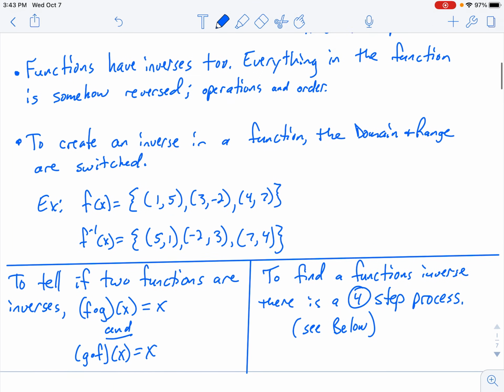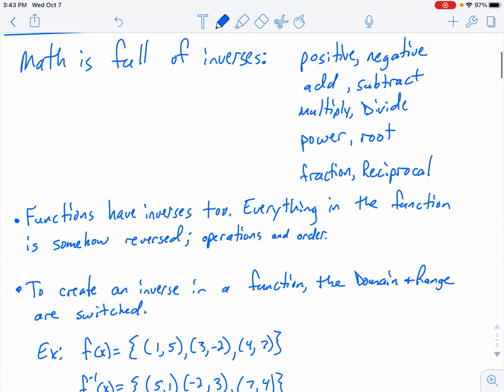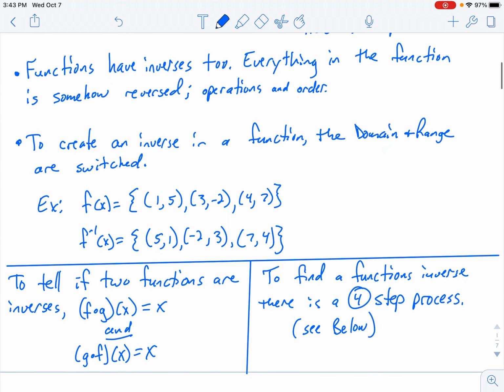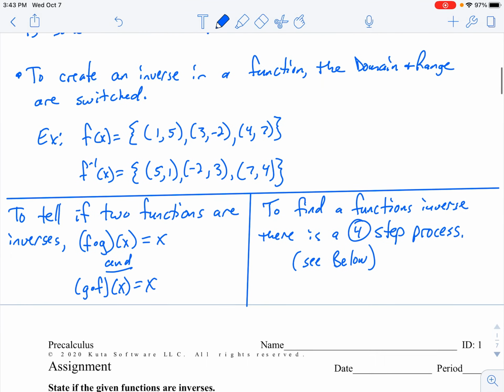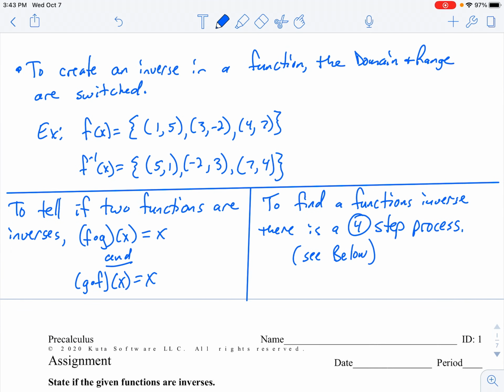So functions have inverses too. Instead of just specific operations, you can have a function with multiple operations in it, and they have inverses. Basically, everything in a function and its inverse is somehow reversed, the operations and the order that you carry them out. So if you reverse everything, you essentially get an inverse. Specifically speaking, to create an inverse of a function, or any mathematical relation for that fact, you take the domain and the range and just switch them around.